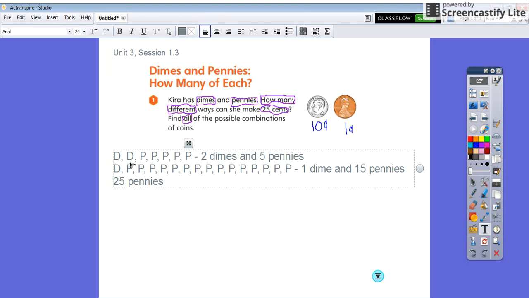Now I started with 2 dimes because I was counting by tens. 10, 20, the next 10 would be 30. 30 is too much, so I know there's no combination where she can have 3 dimes. So there are 3 different ways Kira can make 25 cents using dimes and pennies.